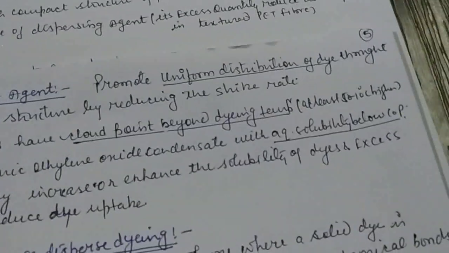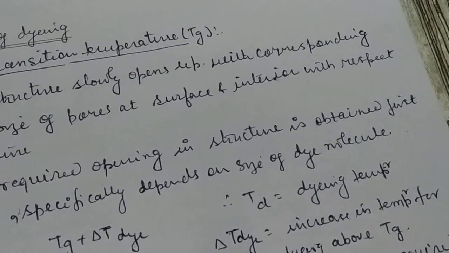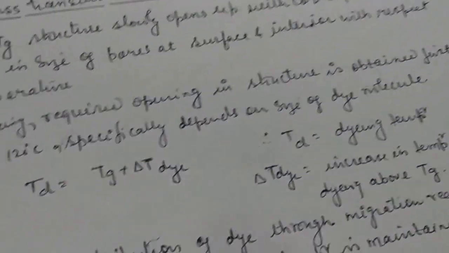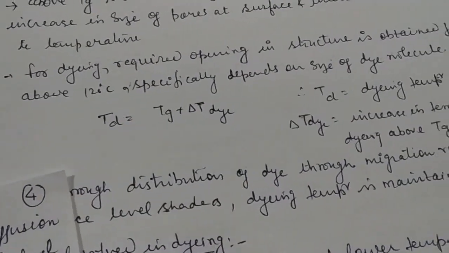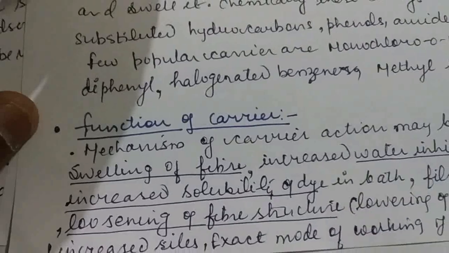Now, the third important component of disperse dyeing is carrier, if you choose low temperature dyeing of polyester fabric. Functions of carriers.